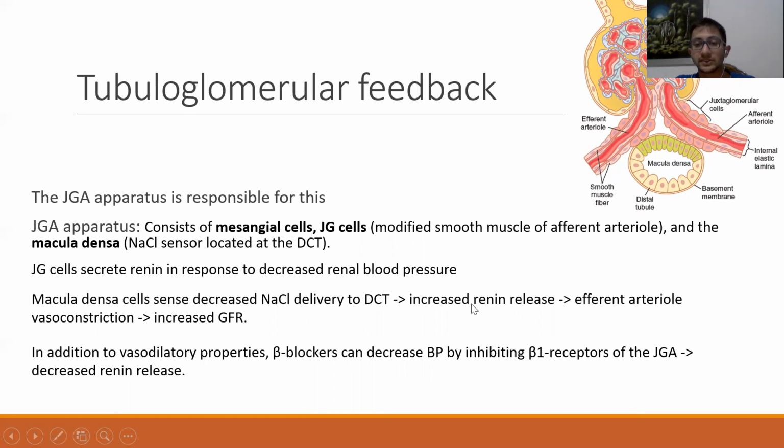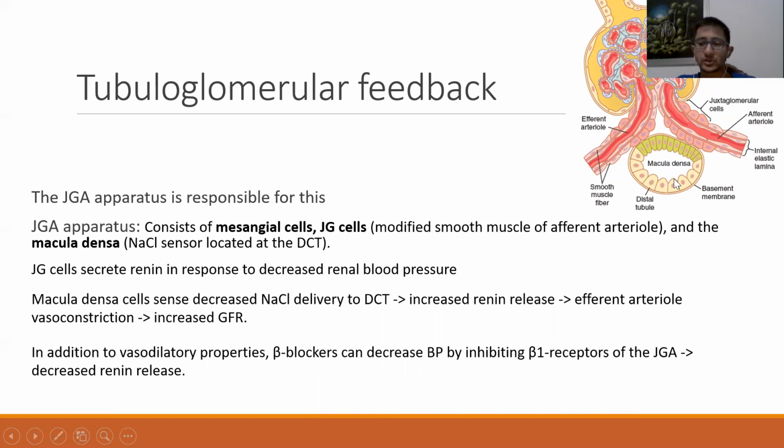And so as renin is released, the efferent arteriole has some vasoconstriction, which leads to increased GFR. Now, let's go over it once more. You have less blood flow coming in. The blood gets filtered, and the urine is going through the nephron. Let's assume it's somewhere over here. It's going through the nephron, and it reaches the distal convoluted tubule.